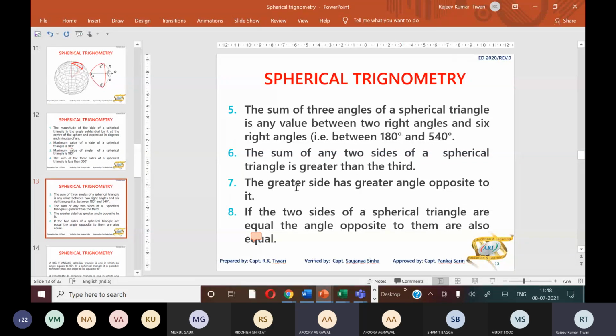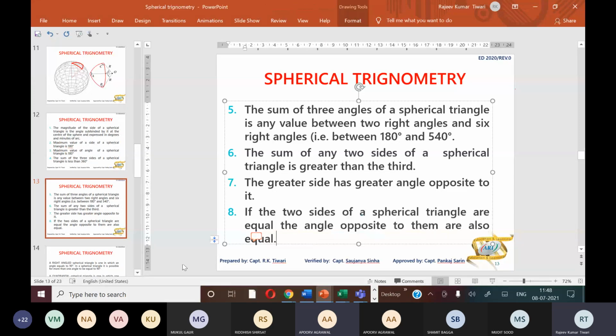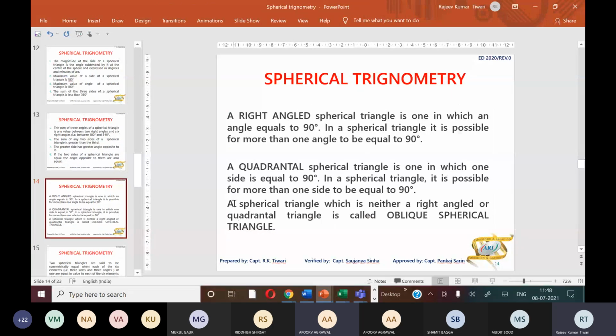So as I said, the sum of the three sides will be less than 360 degrees. The sum of three angles will be anything between 180 and 540. The sum of any two sides will be greater than the third side. The greater side will have the greater angle opposite to it. If two sides of a spherical triangle are equal, then of course the angles opposite them are also equal.